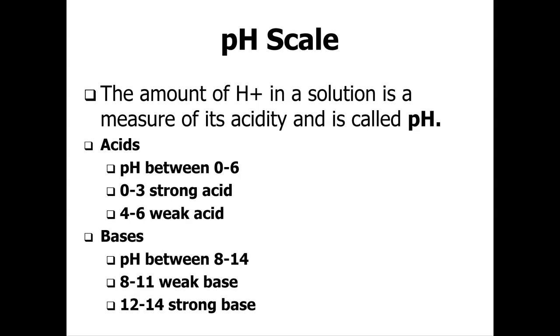Acids go from 0 to 6. 0 is going to be the most corrosive and the strongest, with 6 being the weakest. So we often refer to weak acids as 4 to 6 and strong acids from 0 to 3. Bases are going to be from 8 to 14. So we refer to weak bases from 8 to 11 and strong bases from 12 to 14.